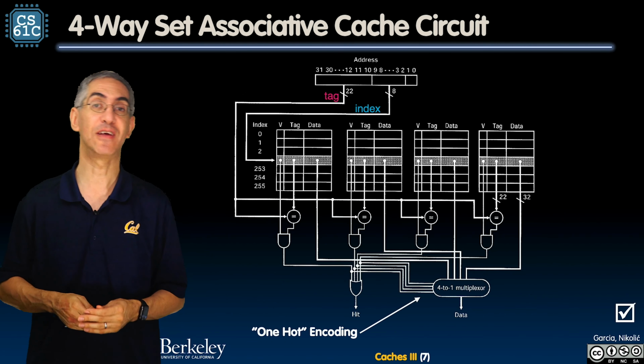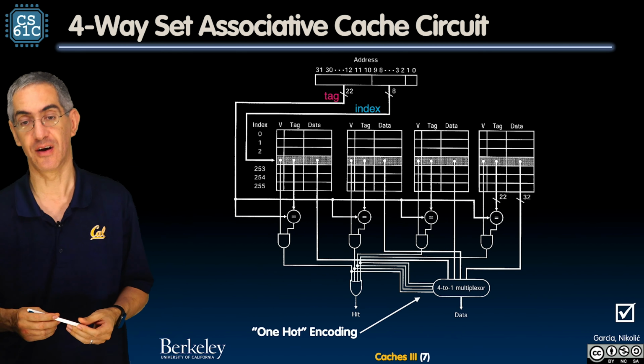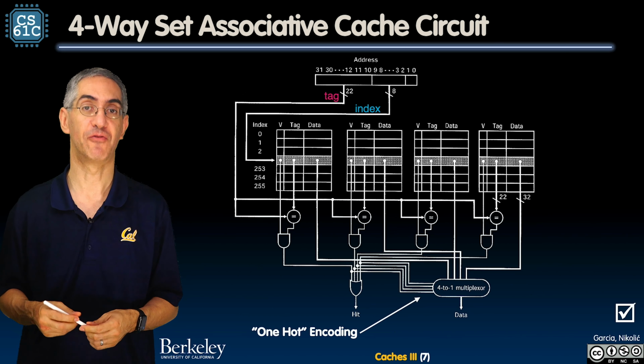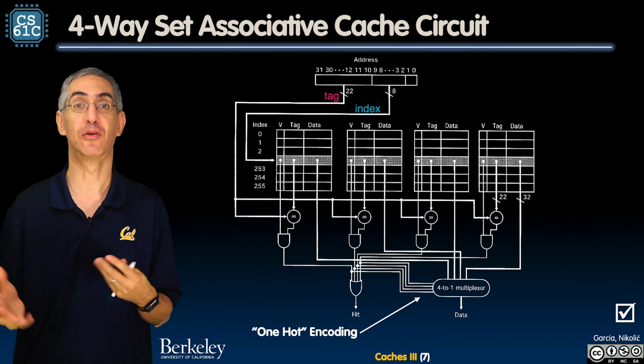So that's n-way set associative. In this particular example of 4, the hardware, the actual circuits, block diagrams of a 4-way set associative. We'll talk about other set associativity and other components of caches in the next lectures.